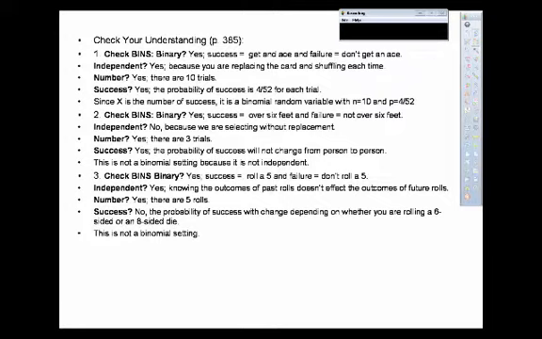Success equals roll a 5. Failure equals don't roll a 5. Independent, yes. Knowing the outcomes of the past rolls doesn't affect the outcomes of the future rolls. And the number, yes, we're going to do 5 rolls. But successes, no. The probability of success changes depending on whether you're rolling a 6-sided or an 8-sided die. This is not a binomial setting.